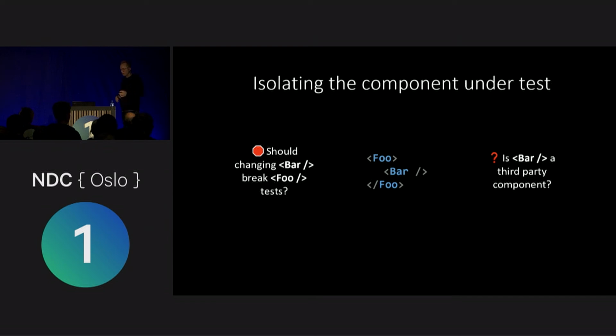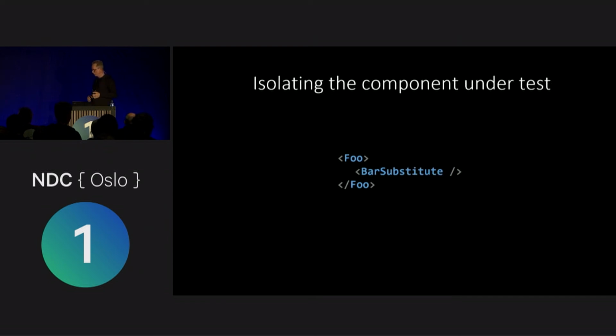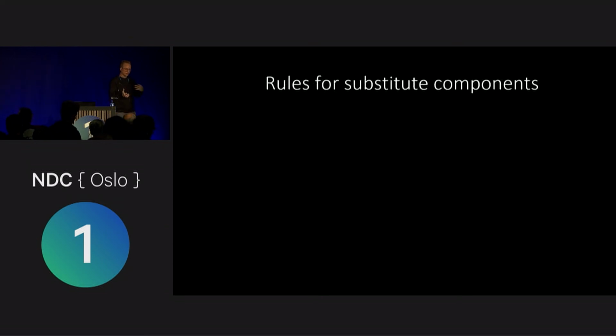So what we can do is substitute Bar with something else. We can't remove it from the component tree because the component tree is statically compiled at compile time, right? But we can substitute it with something else. Blazor is rather flexible with that, and it's kind of nice. So let's look at the rules for substituting one component with something else.